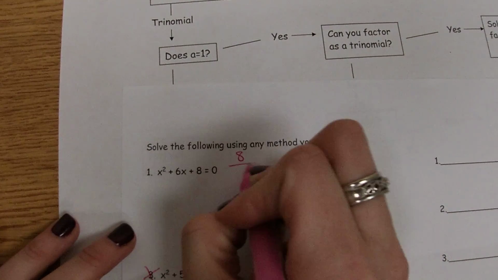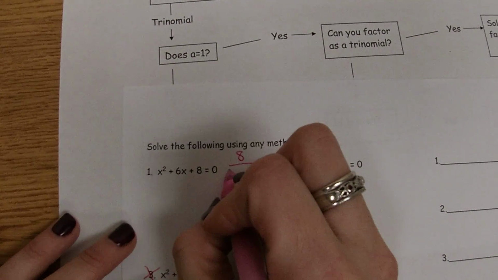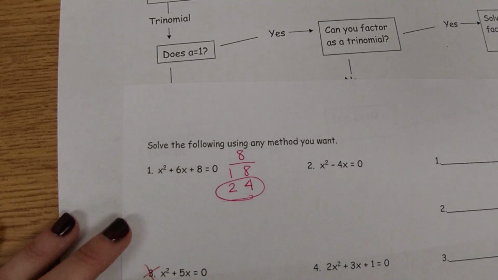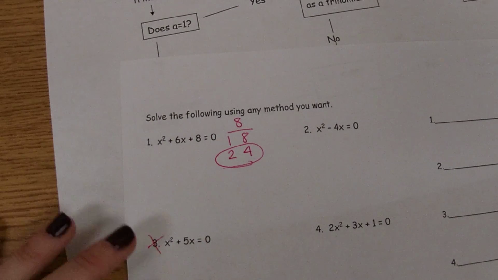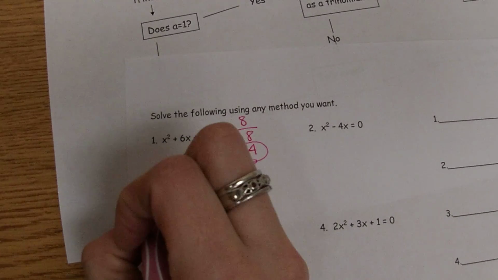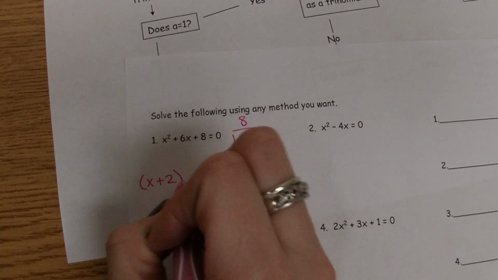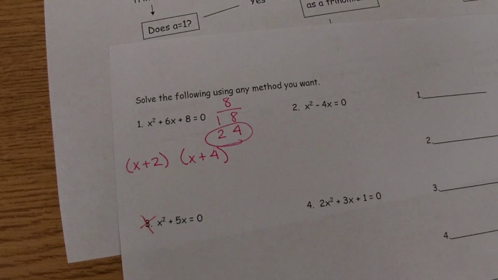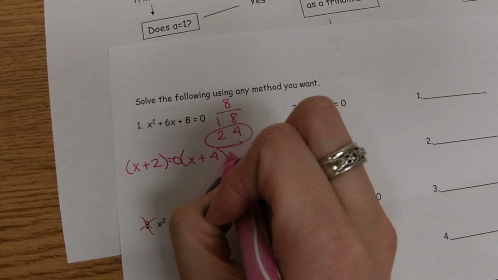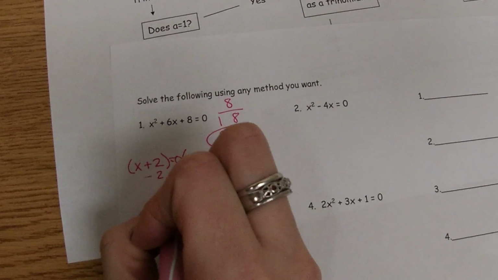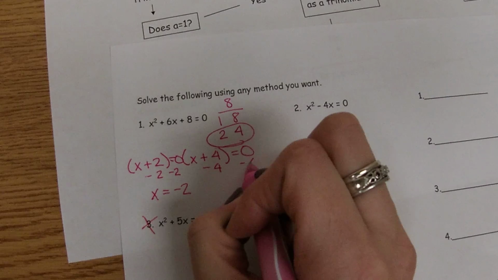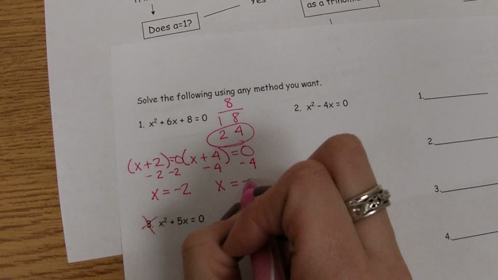1 times 8 is 8. So 1 and 8, 2 and 4. So 2 and 4 will add up to 6. So we can factor this into an x plus 2 times an x plus 4. We can then set both of those equal to 0 and solve. So we'll get x equals -2 and x equals -4.